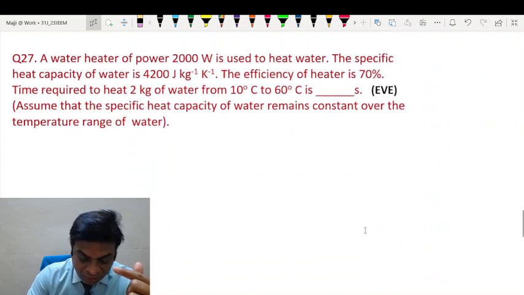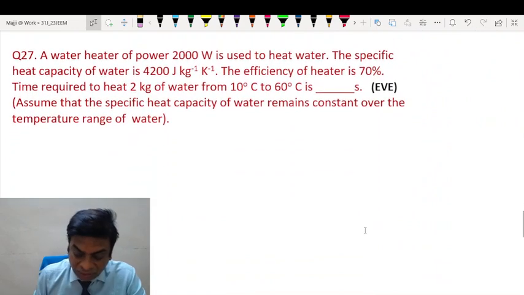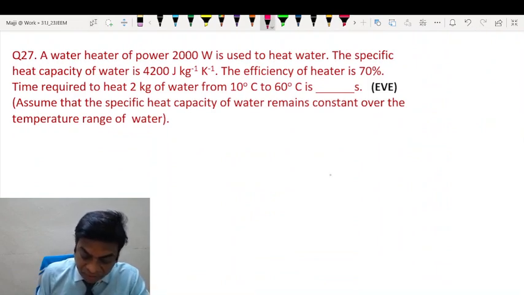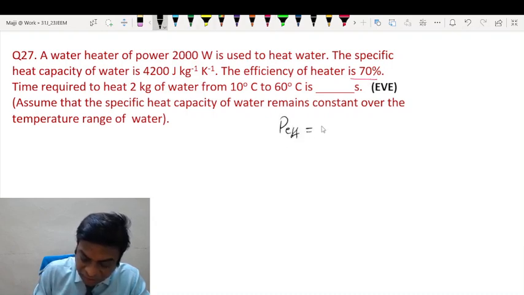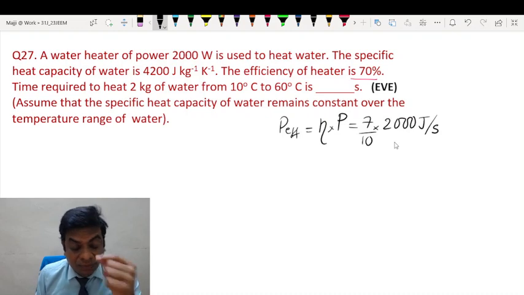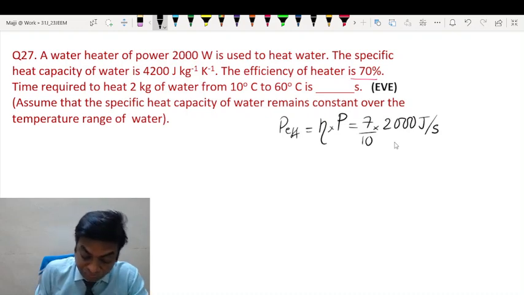Then moving to the next question: a water heater of power 2000 watt is used to heat water. The specific heat capacity of water is this much. The efficiency of the heater is this much. Remember students, in such cases, you have to consider the effective power. Effective power is eta multiplied by power. 70% is 70 by 100 into 2000 watts. So this is the effective power. Efficiency is not 100%.